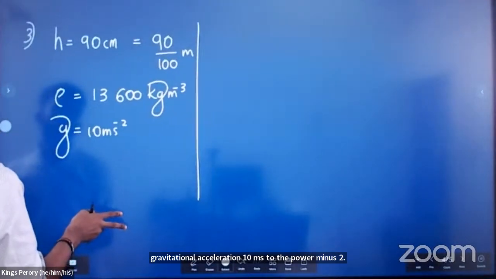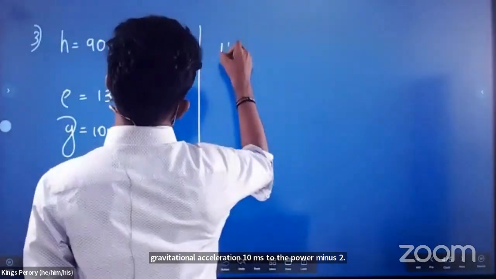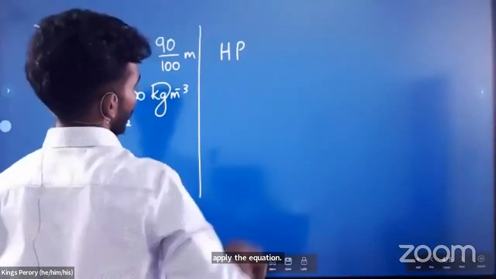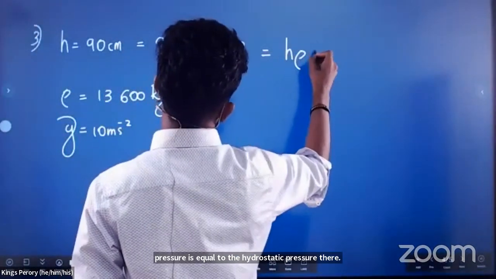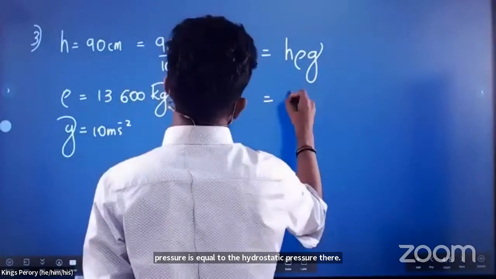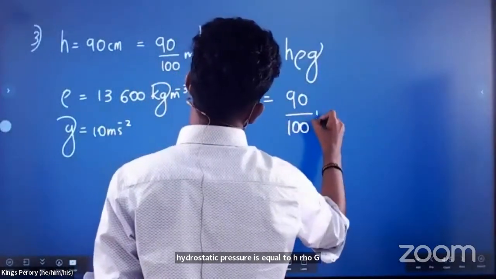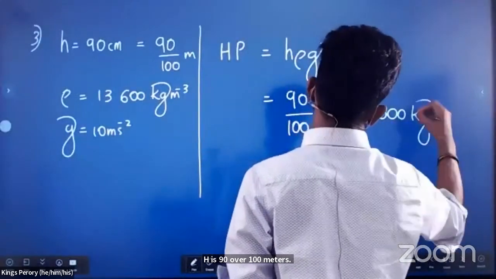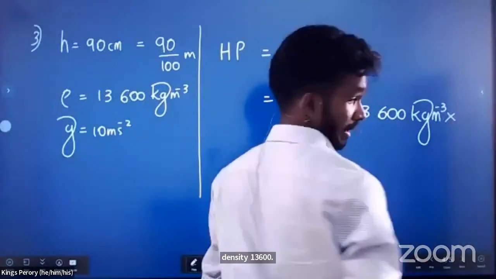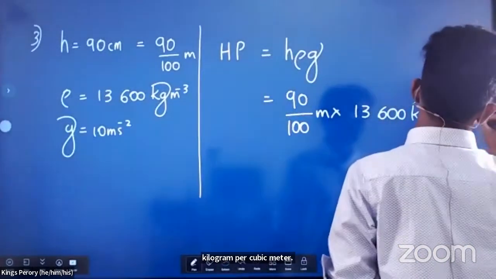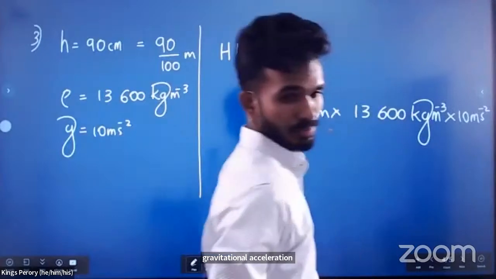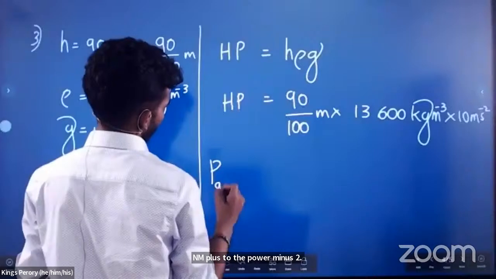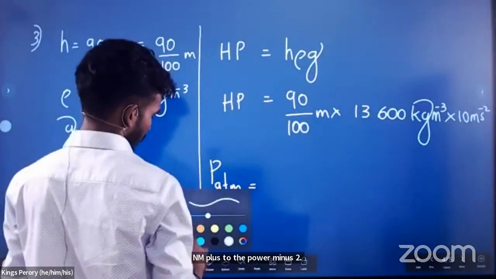Apply the equation. Atmospheric pressure is equal to the hydrostatic pressure there. Hydrostatic pressure is equal to H rho G. H is 90 over 100 meters, density 13,600 kilogram per cubic meter, gravitational acceleration 10 m s to the power minus 2. From there, you can find the atmospheric pressure. Do the math.